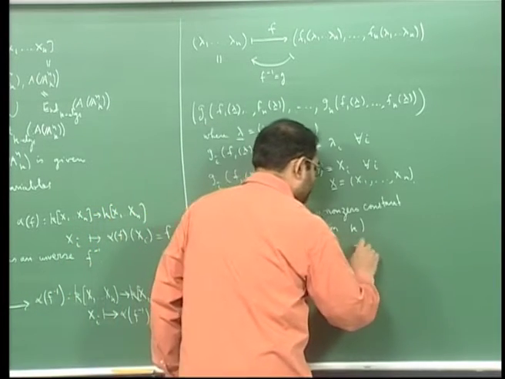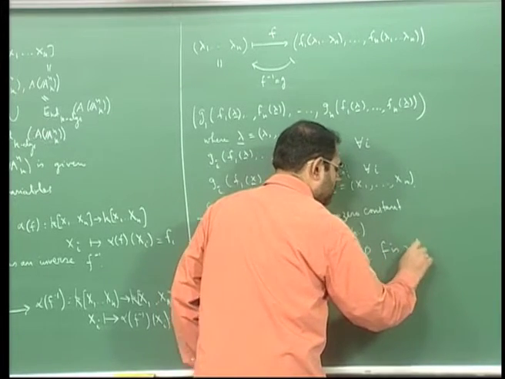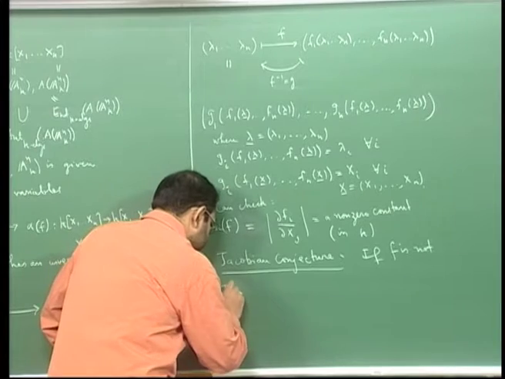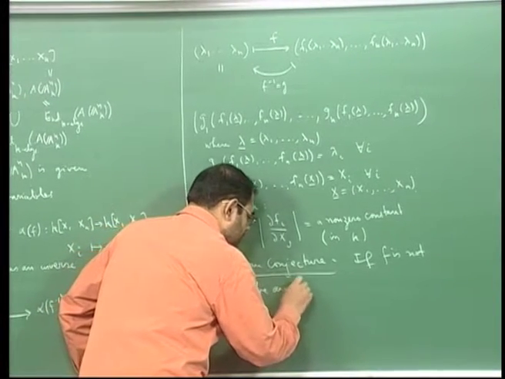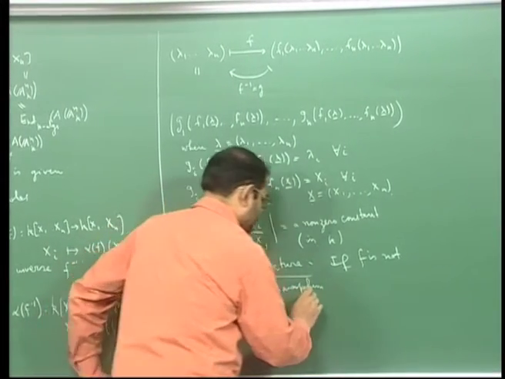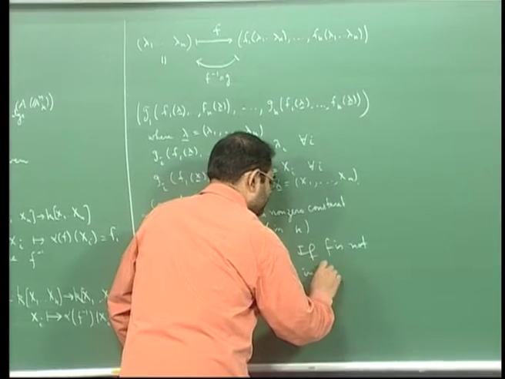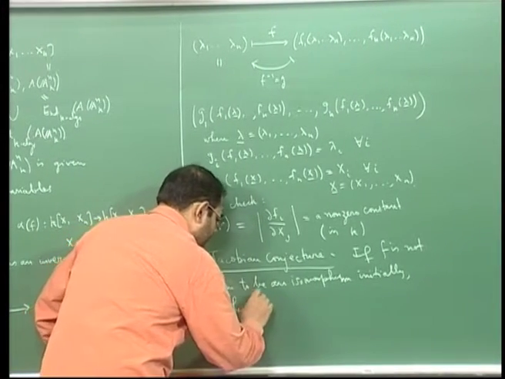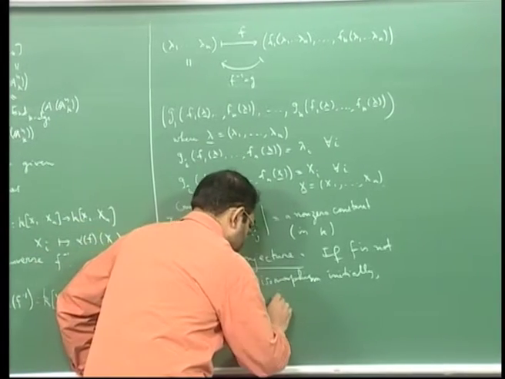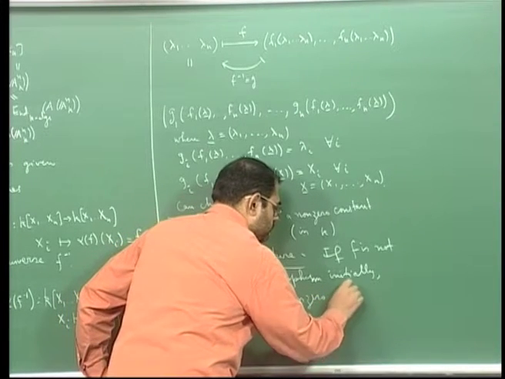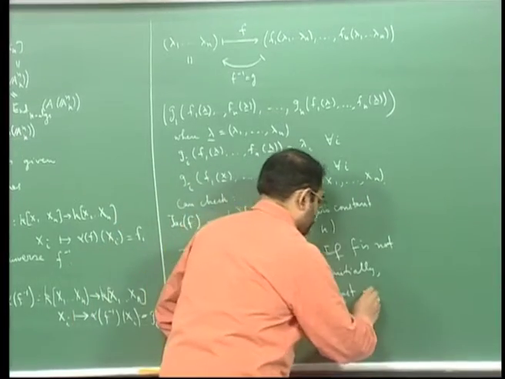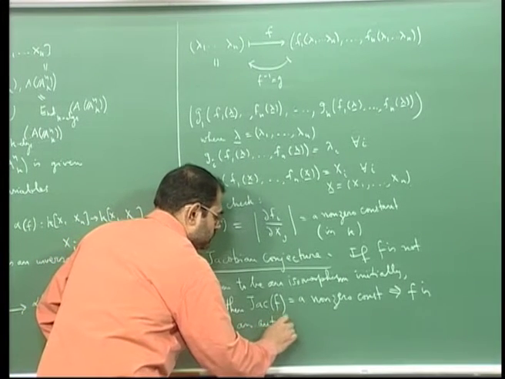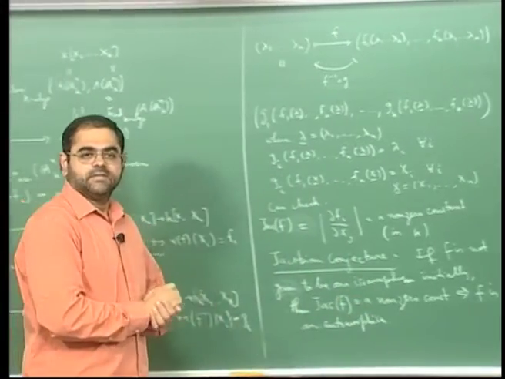The Jacobian conjecture is: if f is not known to be, not given to be, an isomorphism initially, then the condition that the Jacobian of f is a non-zero constant implies f is an automorphism. This is the Jacobian conjecture.